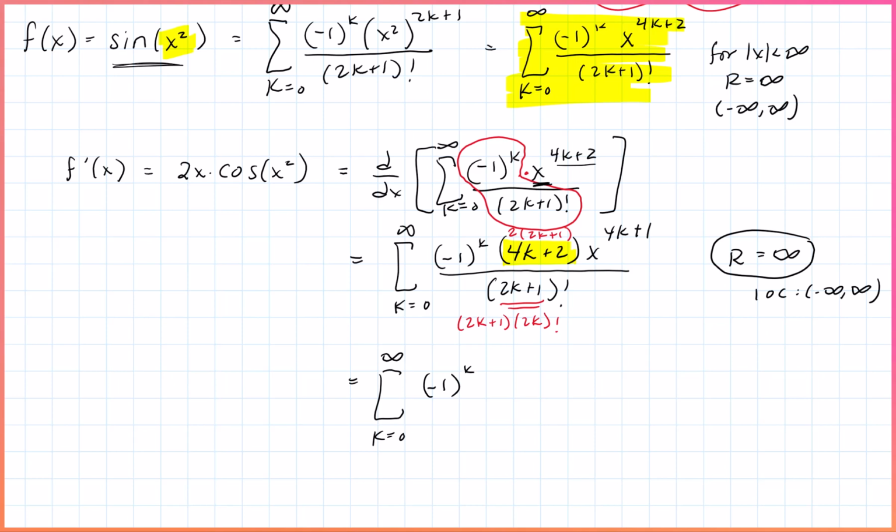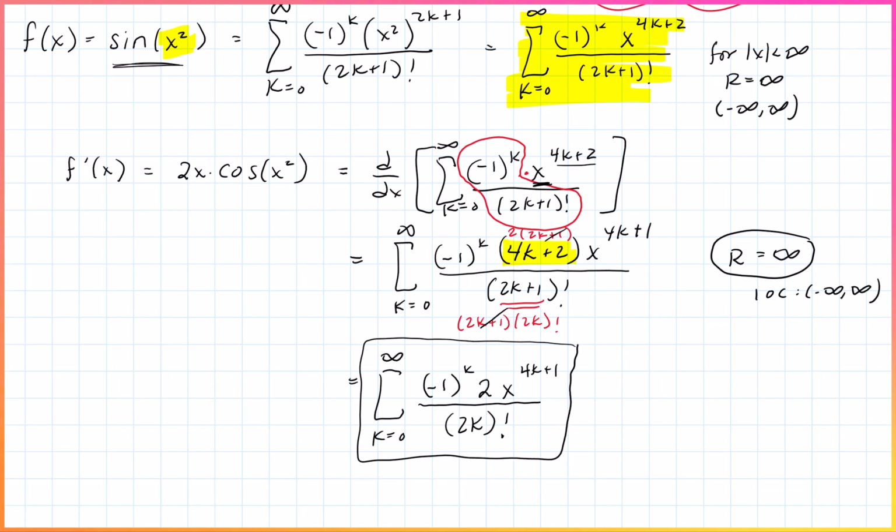And so this becomes negative 1 to the k, that's just a common factor that we could clean up. Then the 2k plus 1s would cancel, so we'd have just 2 times x to the 4k plus 1. Now in the bottom, all that's left is 2k factorial. We could leave it in that form, and that does make things just a little bit nicer. So that was my derivative of that function, sine of x squared. That's the power series representation.